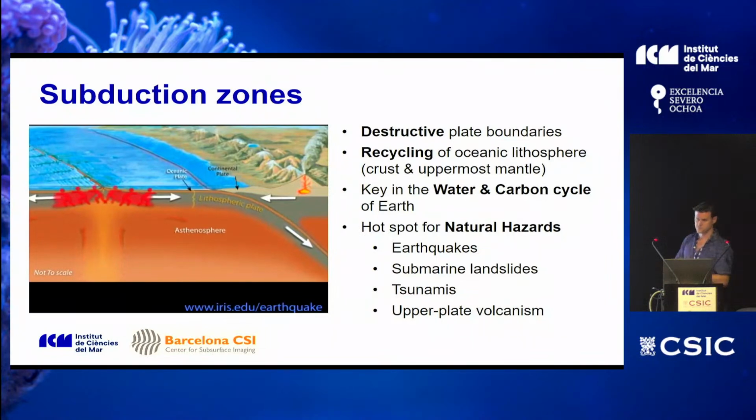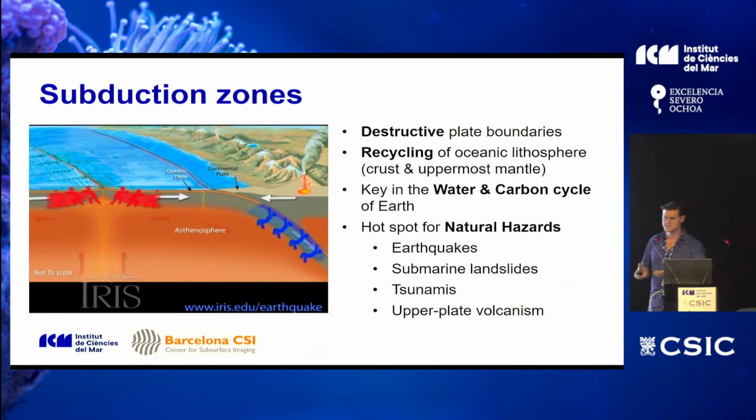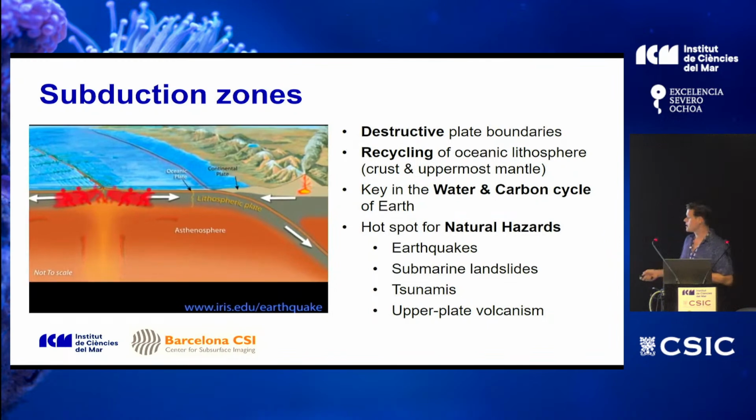So subduction zones are destructive plate boundaries. They are regions where oceanic lithosphere is recycled deep into the mantle. And with that, oceanic rocks and pelagic sediments, all rich in water and carbon, are recycled deep into the mantle. So subduction zones are key in the water and carbon cycle of Earth, so they are important in that regard. But they are also important because of these large tectonic forces and the geochemical reactions that this water and carbon trigger when they subduct.